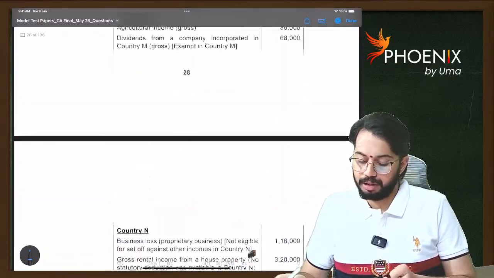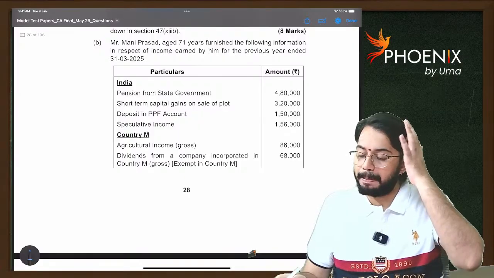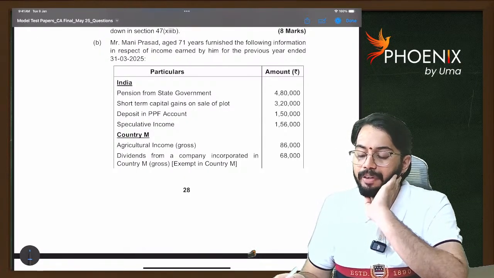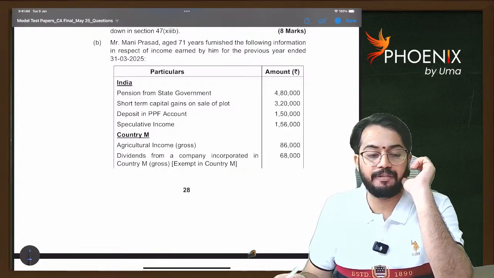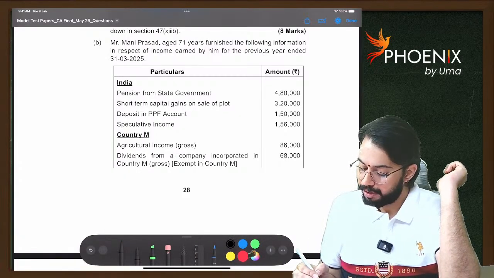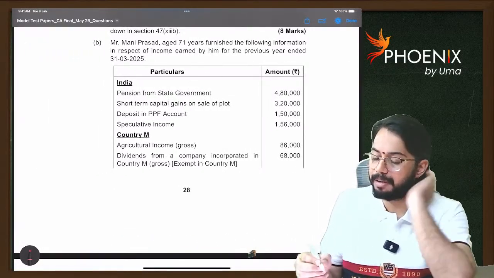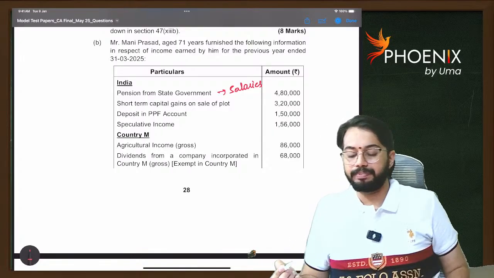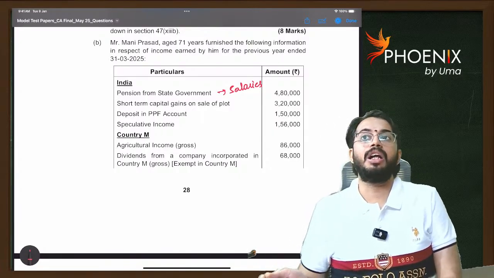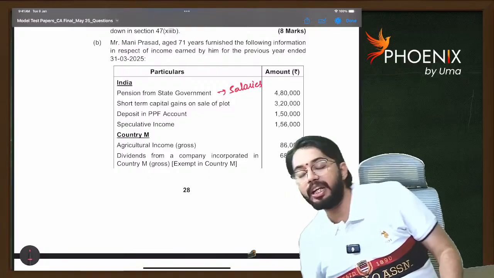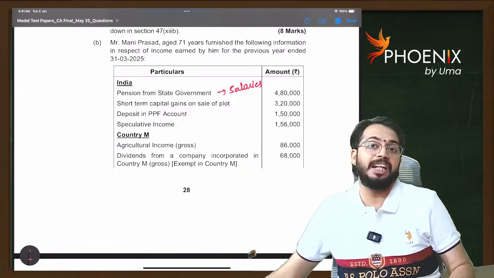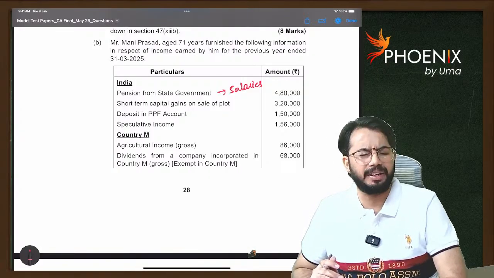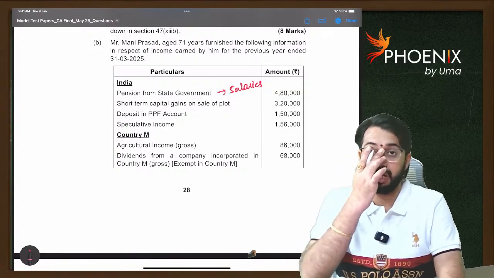Next, question B. Mr. Mani Prasad, aged 71 years, furnished the following information in respect of income earned by him for the previous year ended 31st March 2025. So what are the incomes? Pension from state government. This is taxable under salaries. From pension income, you can claim standard deduction. Under default tax rates, you can claim standard deduction 75,000. Under optional tax rates, you can claim standard deduction 50,000.